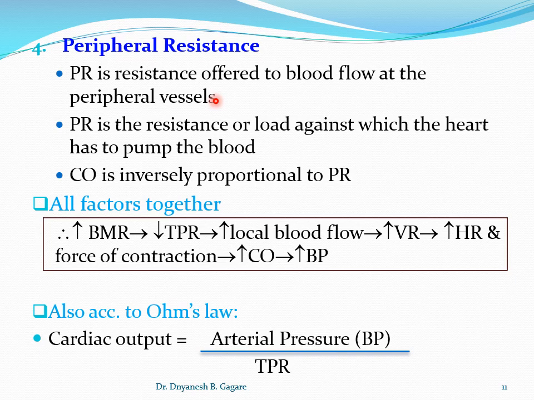The main site of resistance to the blood flow is the arterioles, because arterioles regulate the local blood flow, and dilatation and constriction of the arterioles occurs there. So this is the peripheral resistance, and if you take all peripheral resistance together, then it is called the total peripheral resistance. Okay, now how does this total peripheral resistance affect cardiac output?